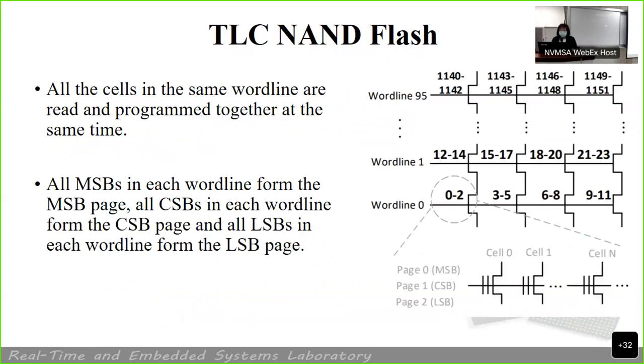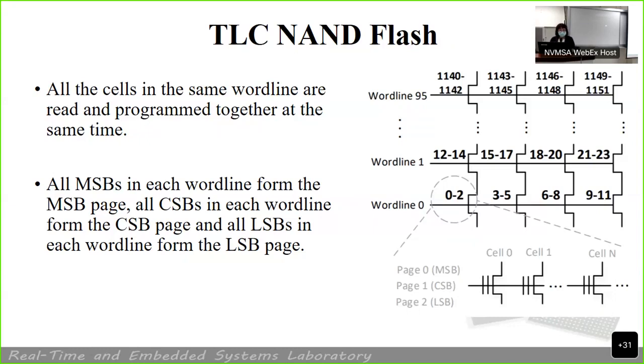The figure presents the organization of a flash block. Each block is comprised of 96 word lines. All the cells in the same word line are read and programmed together at the same time. All MSB bits in a word line form an MSB page. All CSB bits in a word line form its CSB page, and all LSB bits in a word line form an LSB page. The programming method commonly used in 3D NAND flash memory is full sequence programming, as the interference issue is not severe.